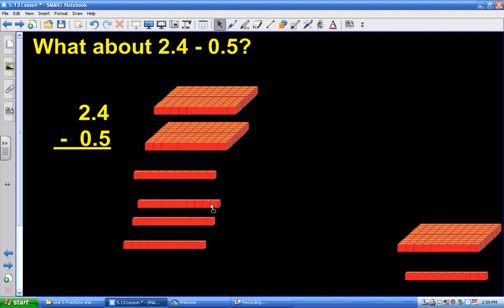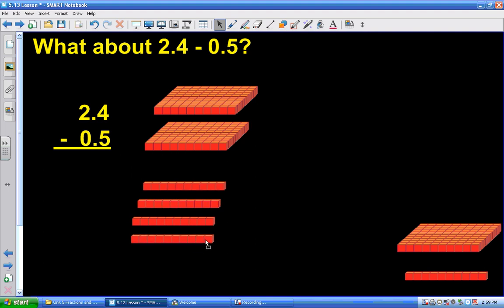Are you paying attention? Because this one's important. This one's different than the rest. Now, I have to take away from those rods and flats, I have to remove 0.5. How many rods is 0.5? 5. So I have to take from what I have here, I have to take 5 rods away.